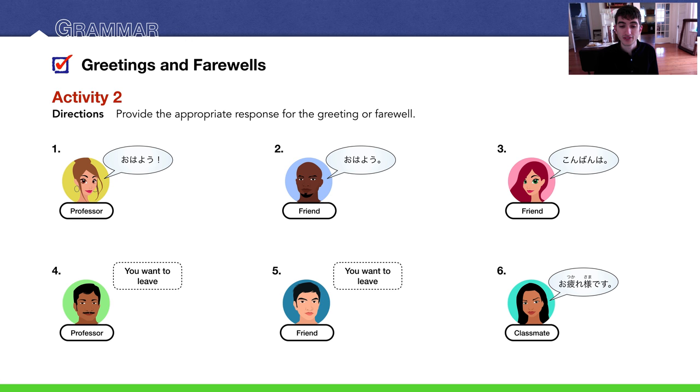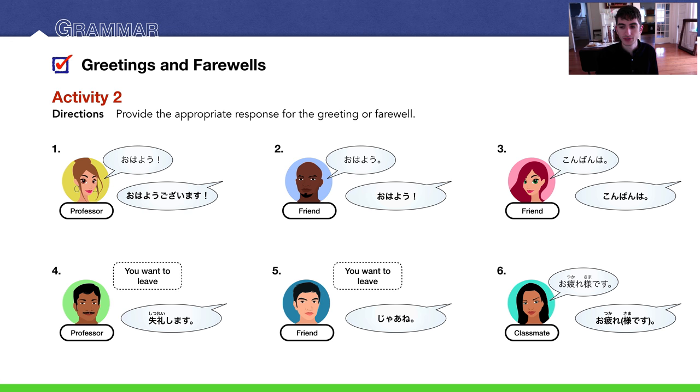Number five, you're saying goodbye to your friend. What do you say? Jane. And finally, number six, you see a classmate maybe on campus or on the street somewhere. They say, otsukaresama desu to you. What do you say? You can say, if you want, otsukaresama desu. Otsukare. Otsukaresama. Any of those is fine. Here are some sample answers.